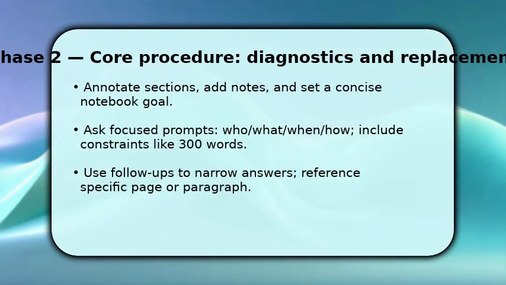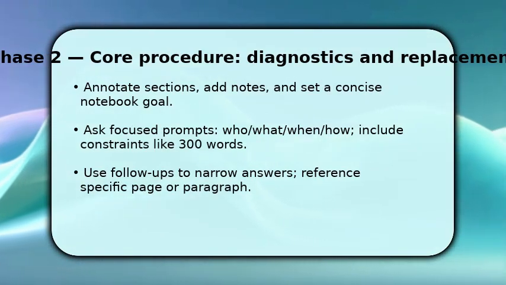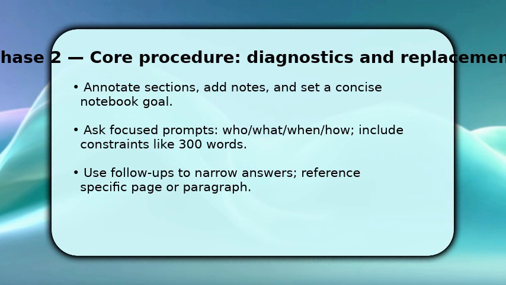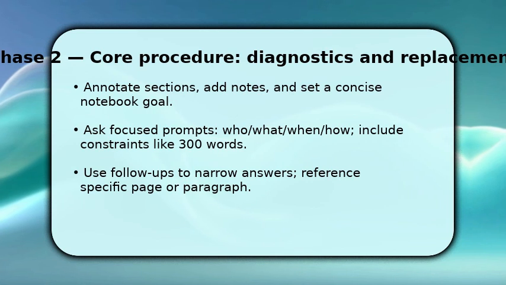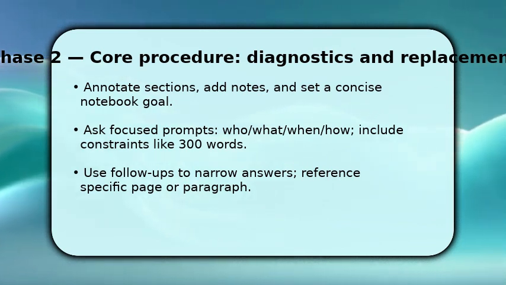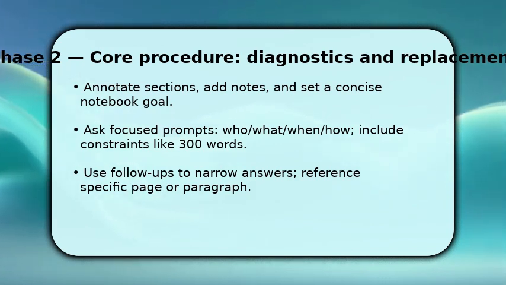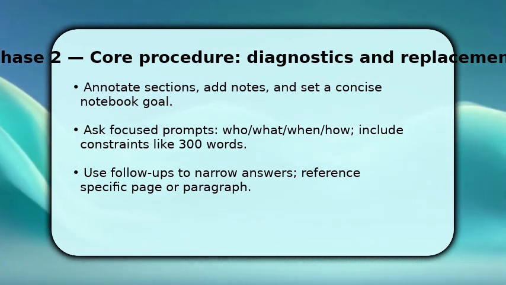Once your content is loaded, refine context by annotating key sections and setting a clear notebook goal. That tells the system how to frame responses. Then ask focused prompts: who, what, when, how, and include constraints, for example, 300 words or bullet format, so answers match your needs. Make sure to reference page numbers or paragraph snippets when you need precision.